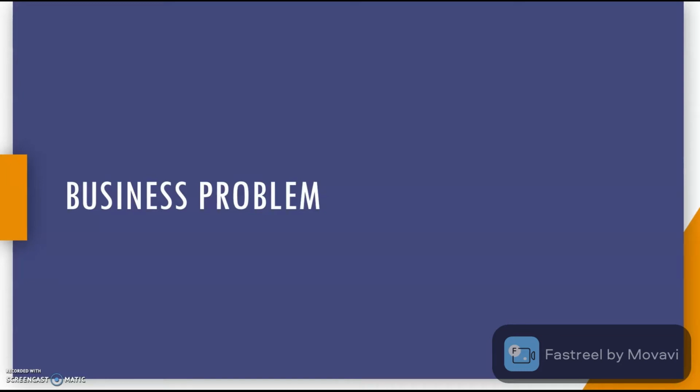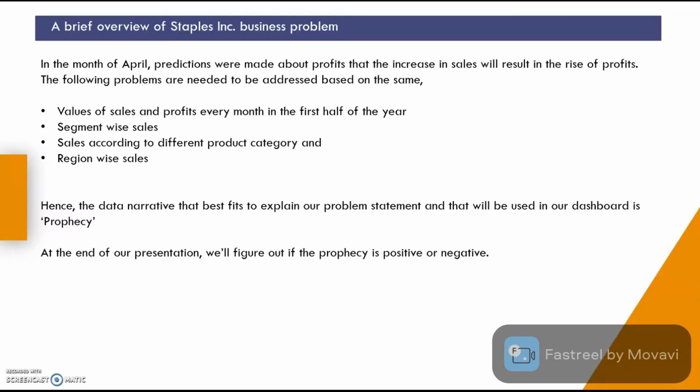Let us have a look at our business problem. In the month of April, predictions were made that the increase in sales would result in increase of profits. The following problems are needed to be addressed based on the same at the end of June. Values of sales and profits every month in the first half of the year, segment-wise sales according to different product category, and region-wise sales. Hence, the data narrative that best fits to explain our problem statement and that will be used in our dashboard is prophecy. At the end of our presentation, we will figure out if the prophecy is positive or negative.